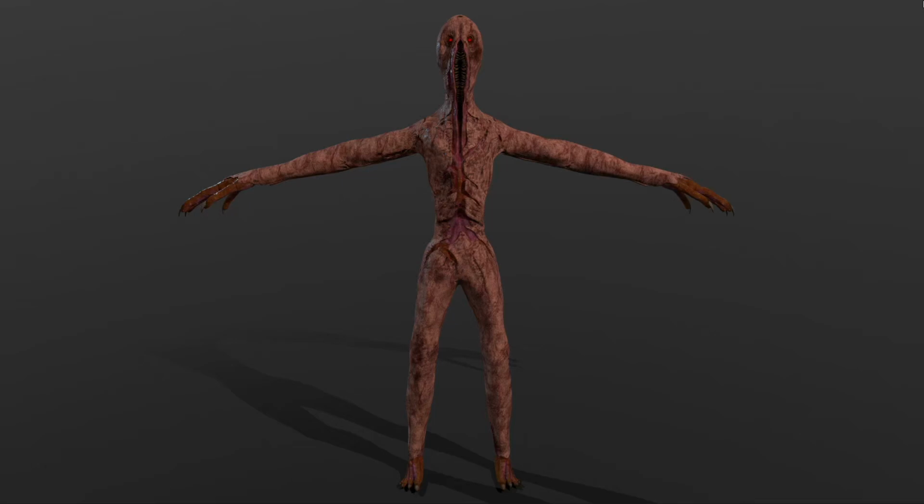1. Skinwalkers. These entities are shapeshifters that can mimic the appearance of humans or other creatures. They are known for their unsettling ability to imitate voices and sounds, making them difficult to detect and avoid.